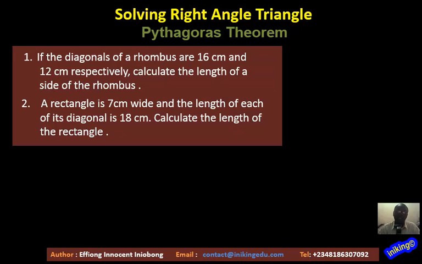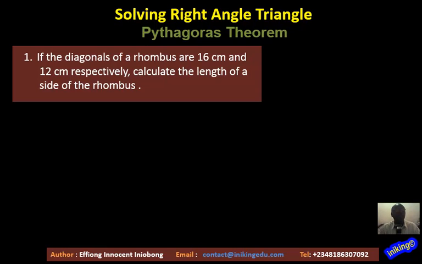And number two states, a rectangle is 7 centimeters wide, and the length of each of its diagonal is 18 centimeters. Calculate the length of the rectangle. Let's start with number one. We'll look at the first one there.